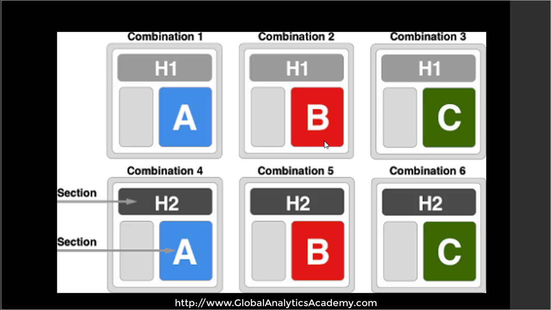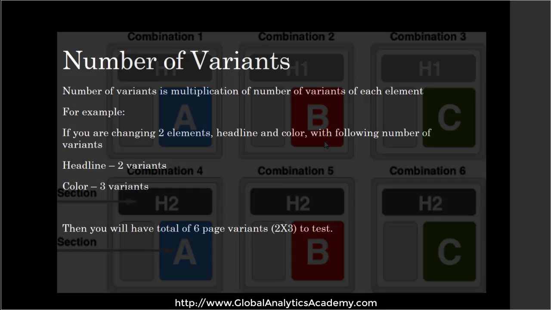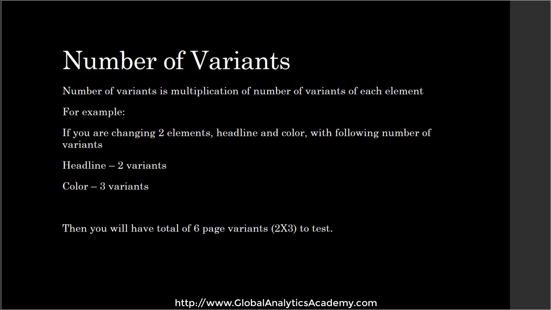So we're trying to figure out which combination works best, and not only which combination works best, but which elements have how much weight or impact in driving the outcome that you desire. And if it's not clear at this point, don't worry, it'll become clear as we create a test in future lectures. Keep in mind that the number of variants that you require to test is a multiplication of the number of variants of each element that you're testing.